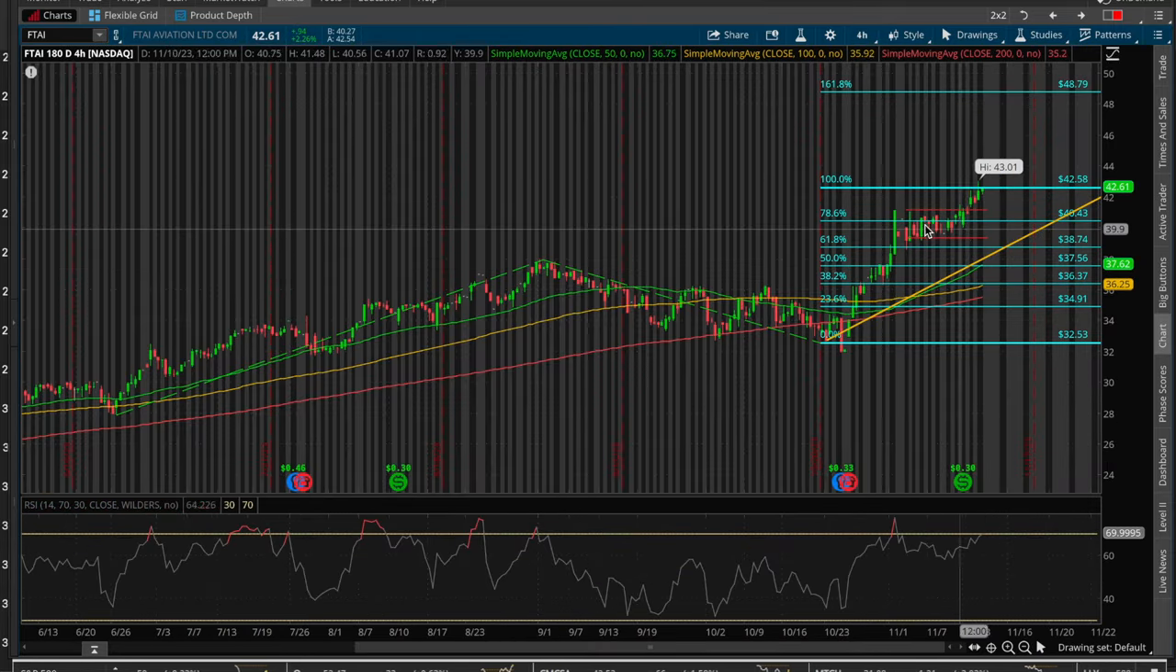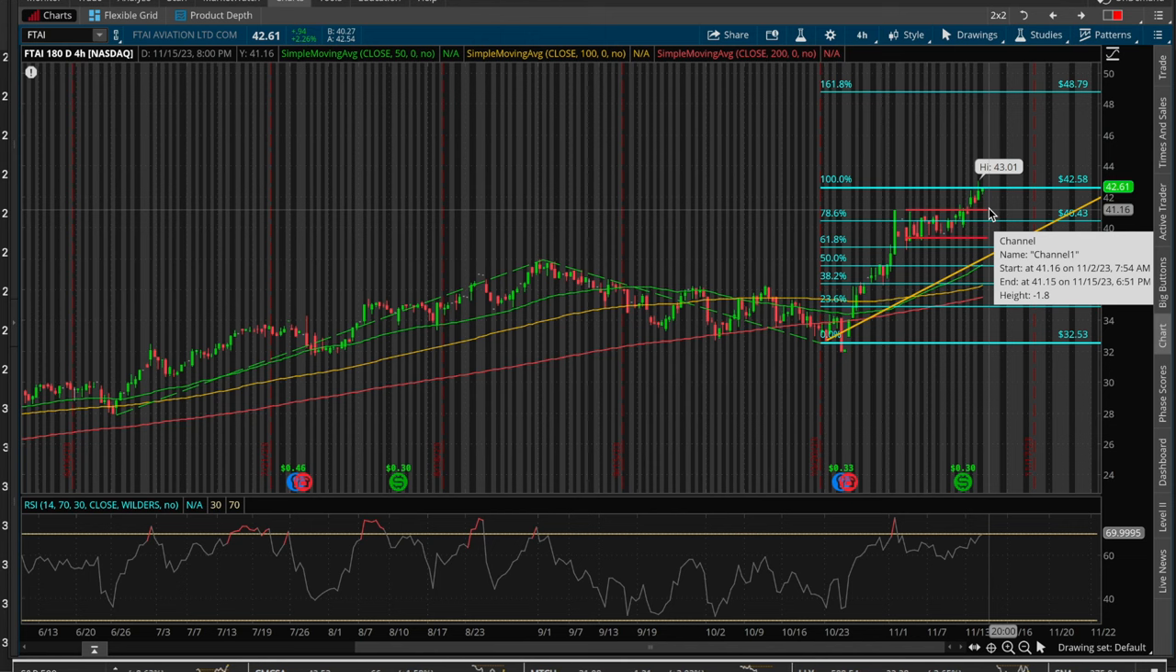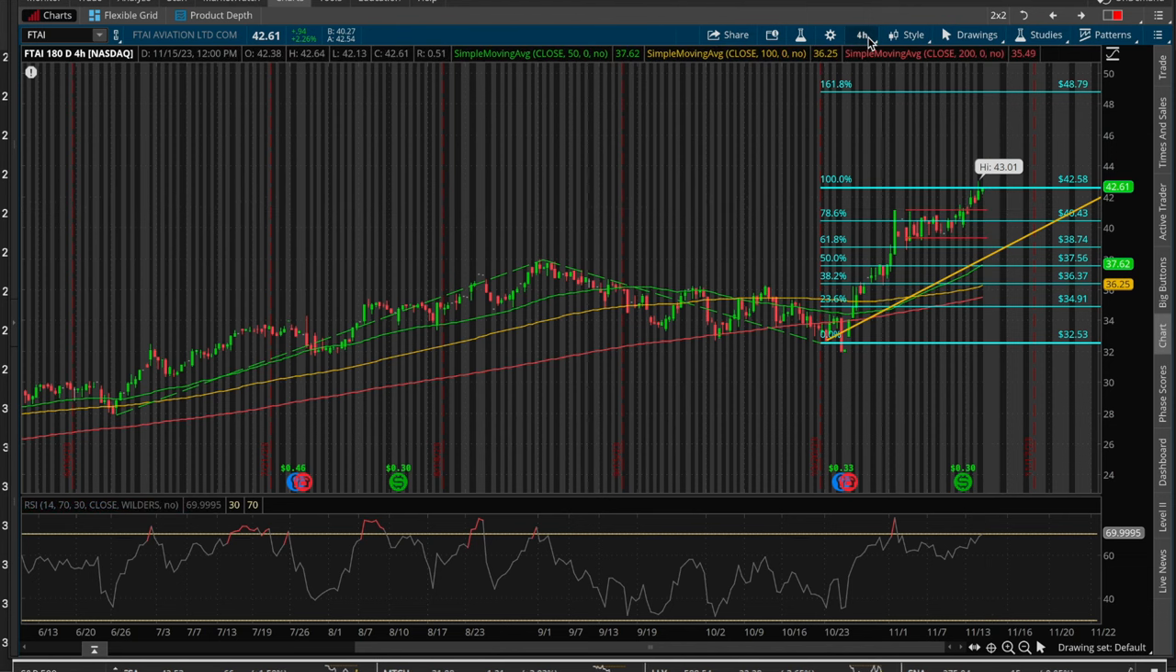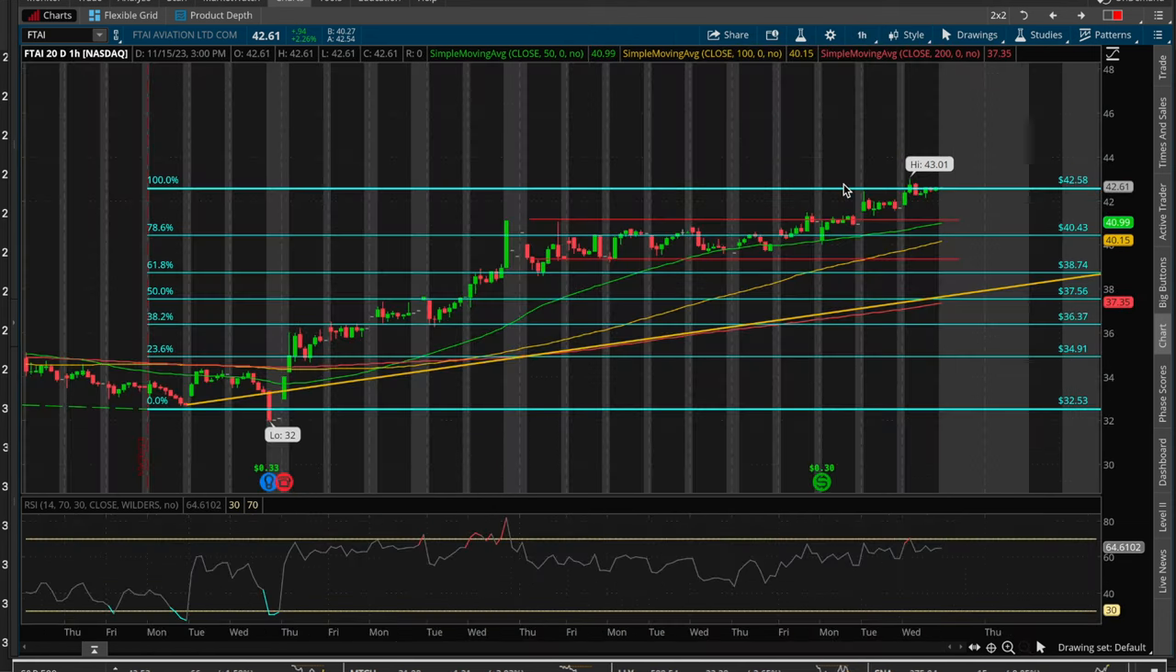All right, there we go. So there's that channel, a little bit better look at that sideways trending channel right here and how it broke up above that. And this could go one of two ways. This could either break higher, or it could head back down to this channel and test the upper trend line, or the upper support resistance line of that channel. So what are we going to do here? What's our play? What's our move? Let's look at the 20 day, 1 hour, okay?